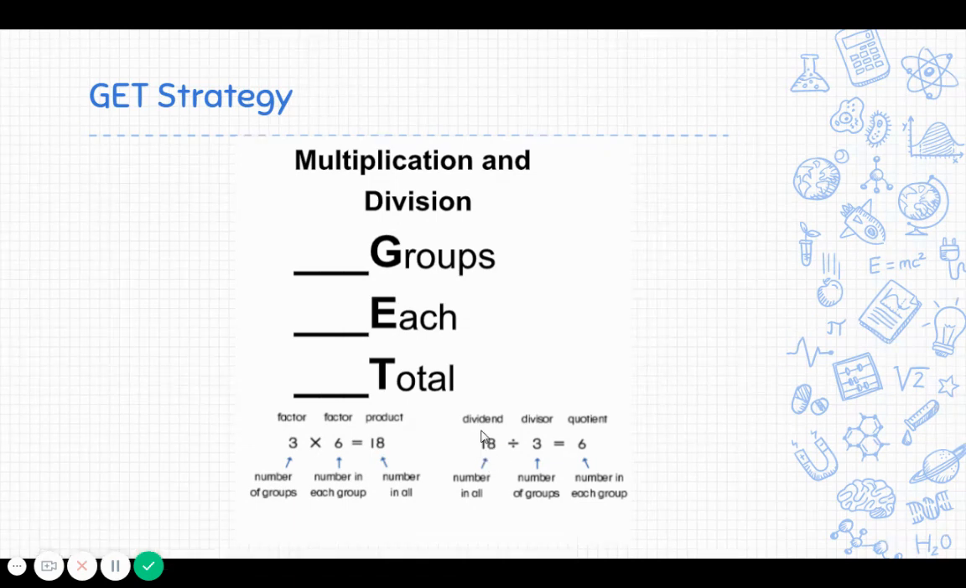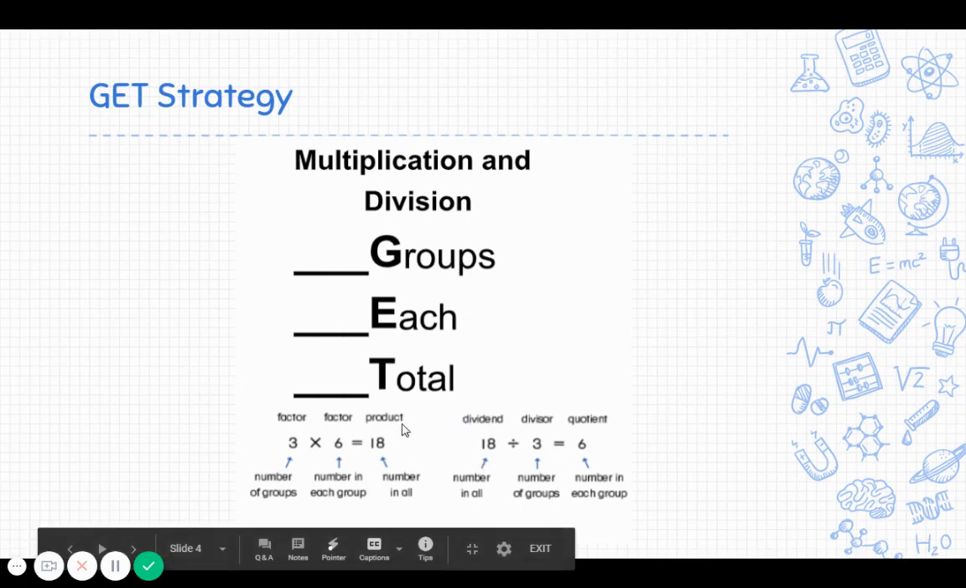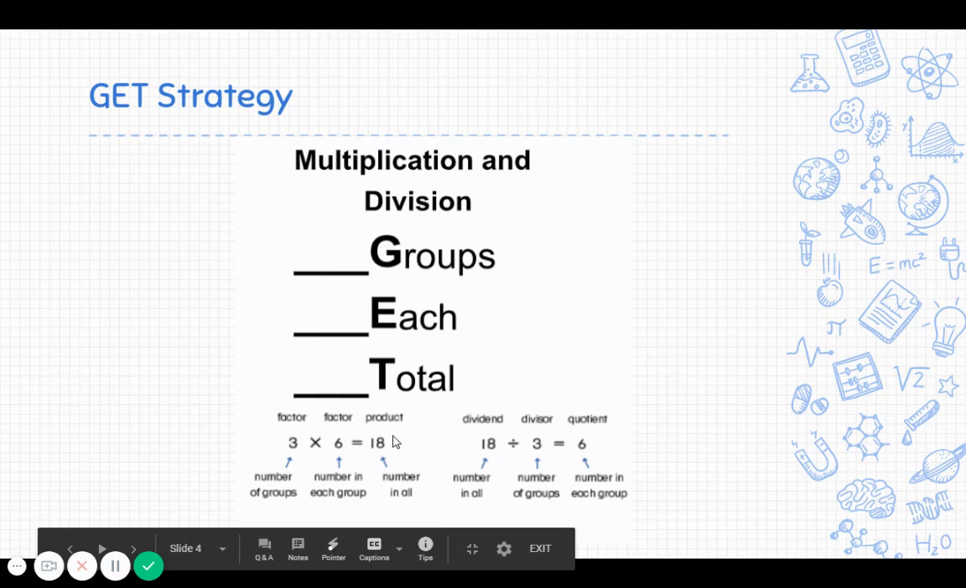So when we're in the process of understanding the problem, and we're moving to that planning stage, we should ask: do we have the total, or are we looking for the total? If we have the total, then most likely we're going to have to divide. If we're looking for the total, we most likely have to multiply if we're talking about groups and each.